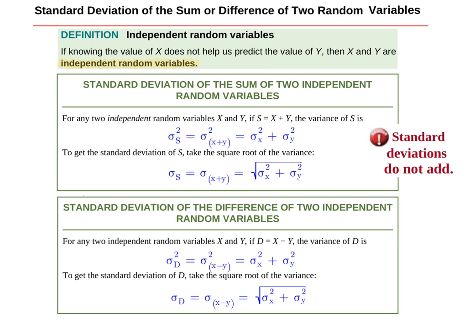Another thing that we can combine is the standard deviation of the sum or difference of two random variables. But in order to do that, we need those random variables to be independent of one another, which means that knowing the value of X doesn't help us predict the value of Y. So X and Y are independent random variables.